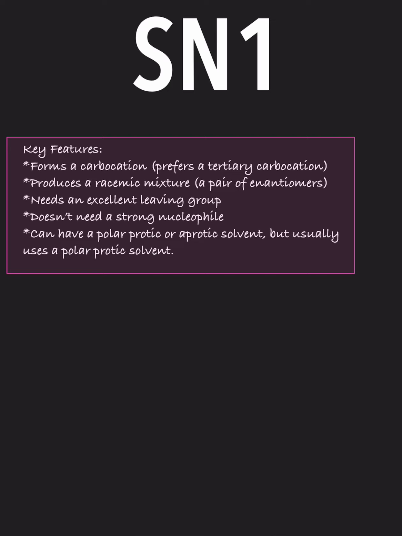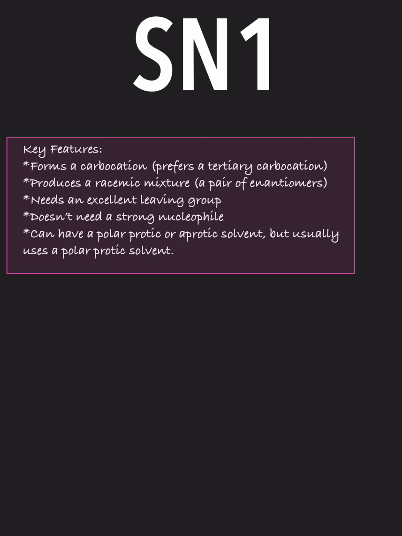Now, I want to emphasize that not all cases are going to form enantiomers. That has to do with the chirality of the molecule. If the carbocation that you're forming has 2 methyl groups on it, for example, then you're not going to be chiral, you're achiral, and therefore you're not going to form enantiomers. So don't worry if that didn't make 100% sense right now. I'm going to have examples in this video.